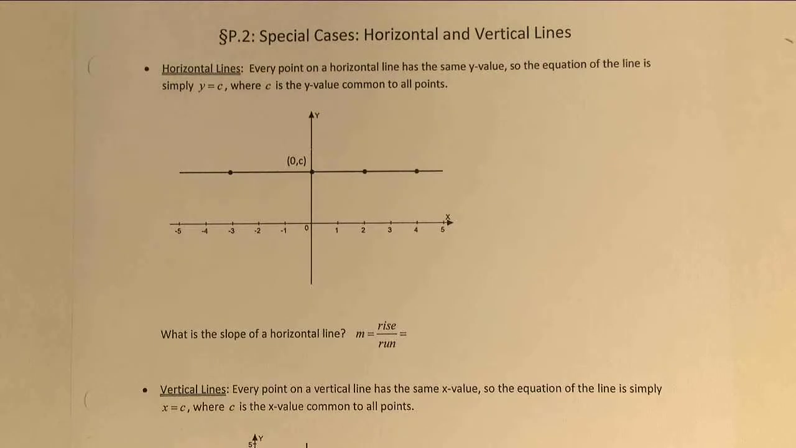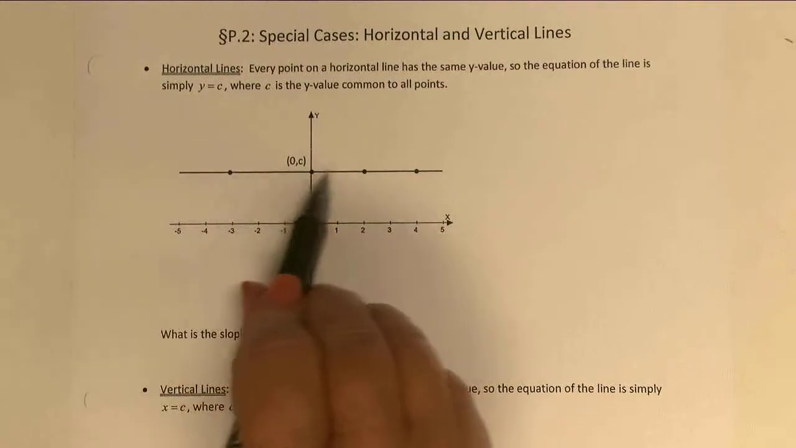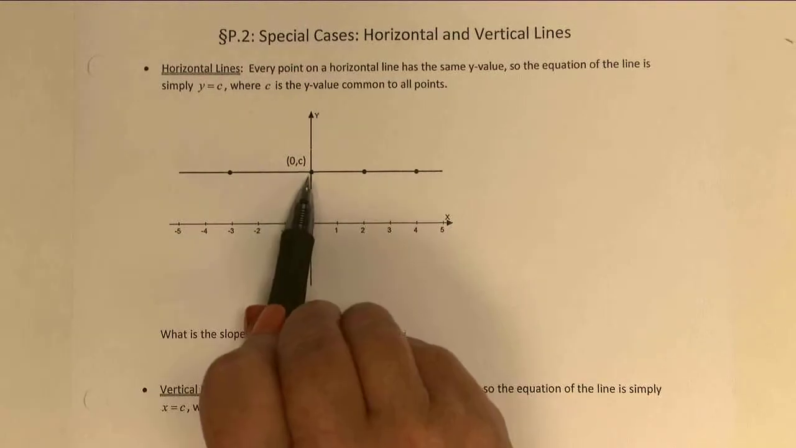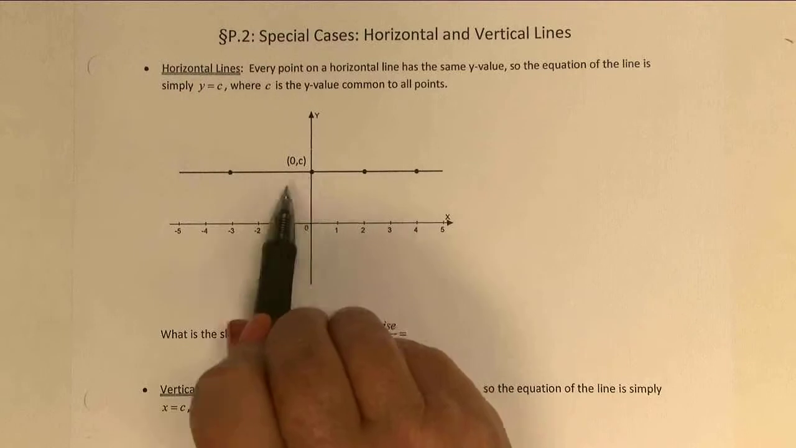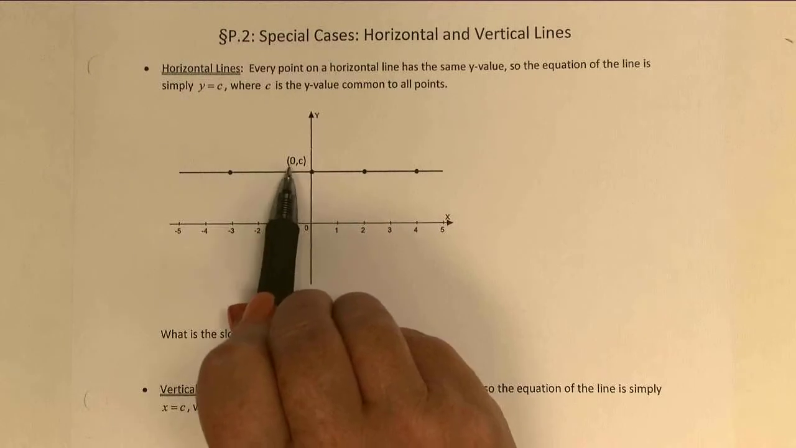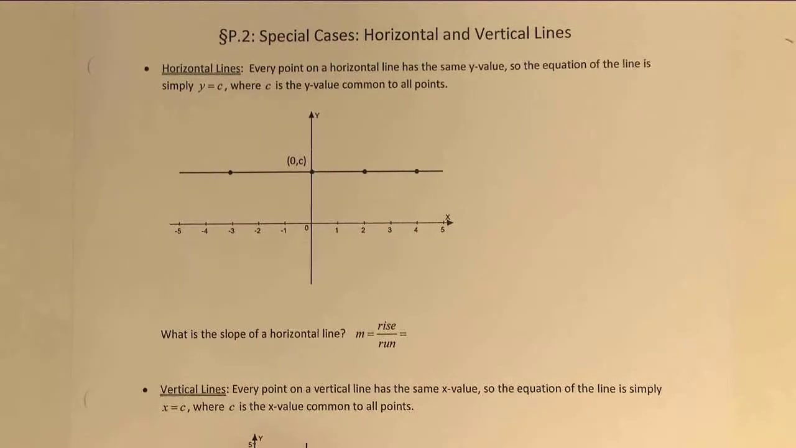In part 2 of the preview chapter for Math 139, we're going to look at a couple of special cases of equations of lines, specifically horizontal and vertical lines. Let's start with the horizontal ones. As I look at this horizontal line, what I have labeled here for you is a specific point, which happens to be the y-intercept, (0, c). But look at all of the other points on the line.